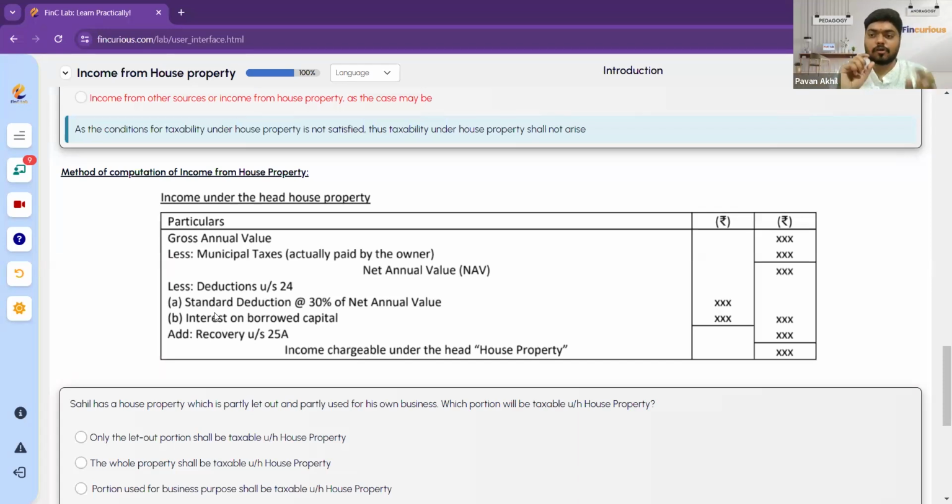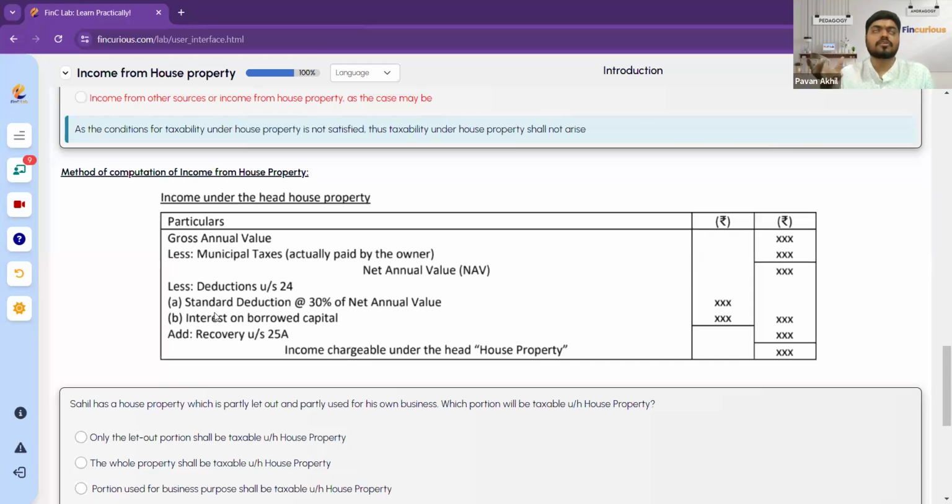And from gross annual value, if you minus municipal taxes, you arrive at the net annual value. What is this net annual value? Gross minus municipal taxes. After that, there are some standard deductions under section 24. What are those standard deductions under section 24? That is 30% of NAV.